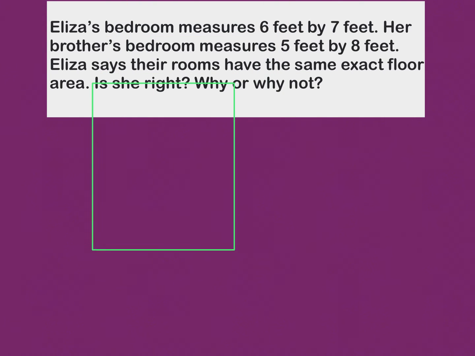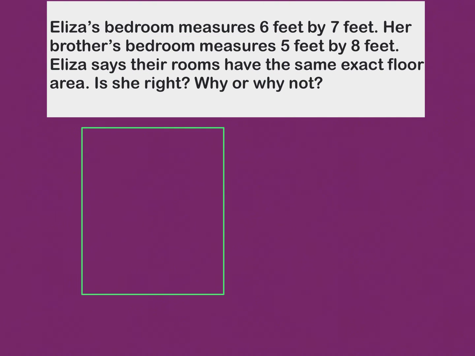Let's begin by drawing a picture of Eliza's bedroom. Eliza's bedroom measures 6 feet by 7 feet. We know from the last exercises we can multiply these two side lengths together to get the area. So 6 feet multiplied by 7 feet equals 42 square feet.